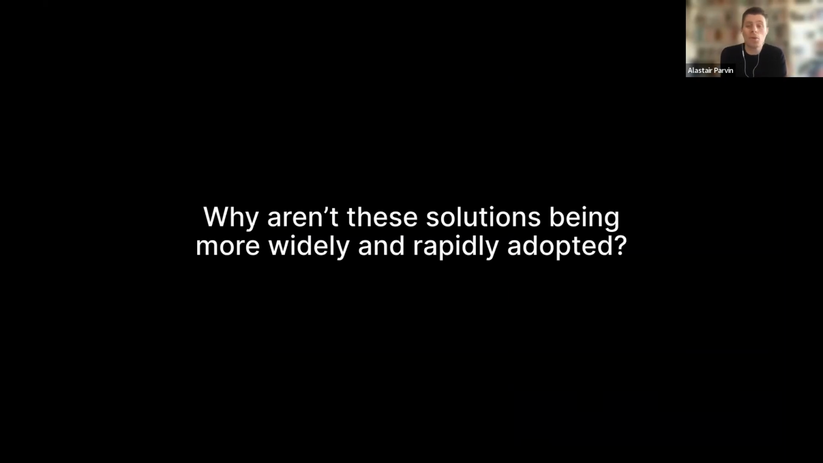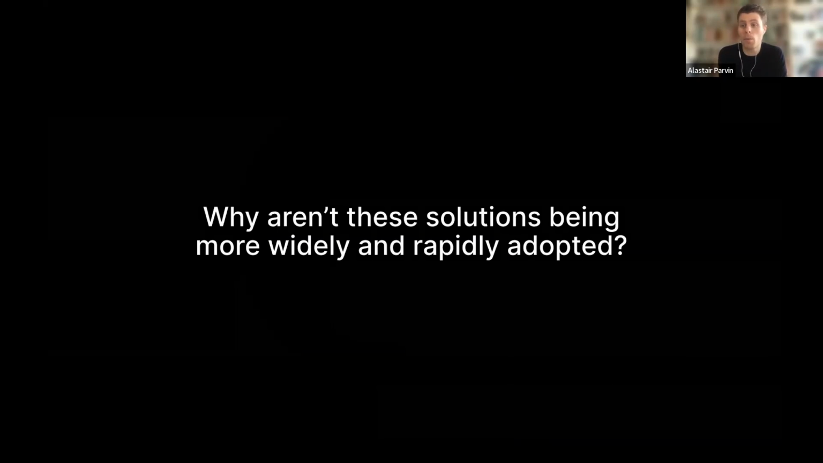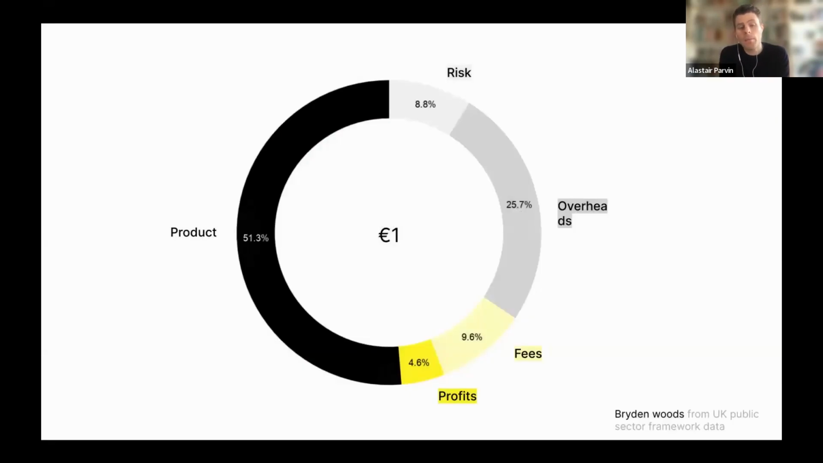But if these systems are so good, the question begs the question, why aren't they being more widely adopted? I think a lot of it comes down to understanding the process and the design process, and particularly knowledge. I'm always fascinated by this graph. So this is based on public sector framework data in the UK. So what this graph is essentially showing is that for every euro or pound or whatever that we spend on a building, only 51p makes it into the actual building itself. Most of our money is spent on the right-hand side on overheads, fees and risk.